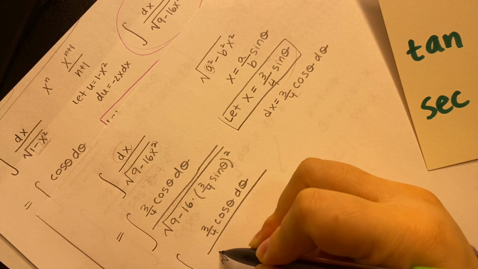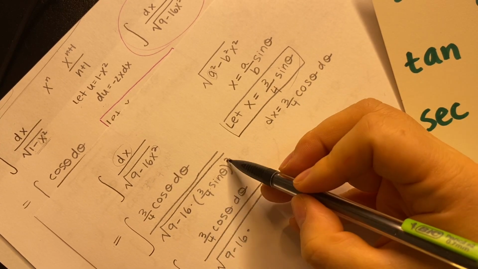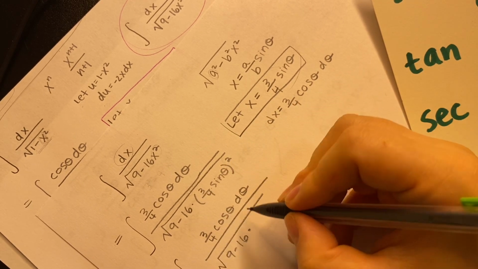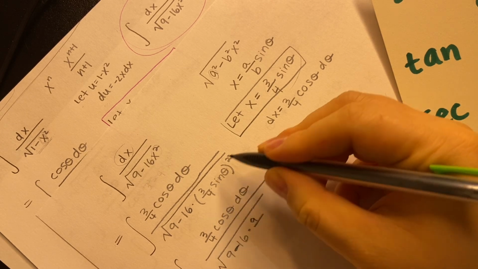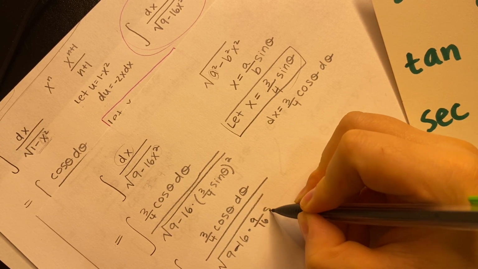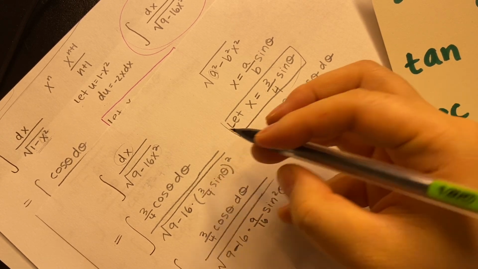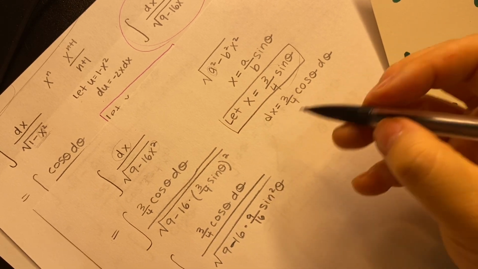Then we'd have the square root of 9 minus 16 times, and when you square this, it's 3/4 sine theta squared. So it's 3 squared, which is 9, minus, over 4 squared, which is 16, sine squared theta. When you have this whole thing squared, they're all multiplied together, 3/4 sine theta.